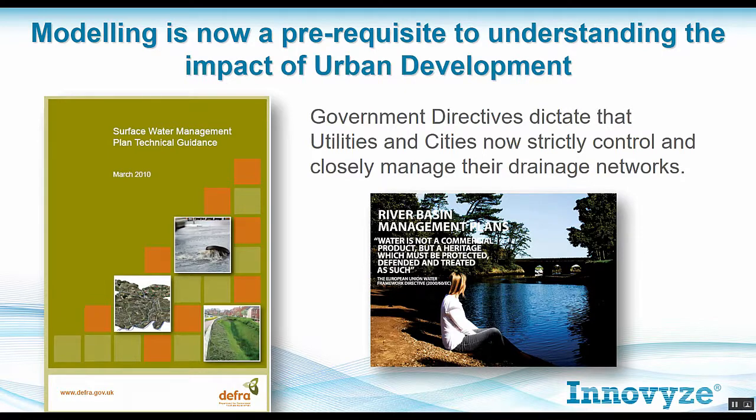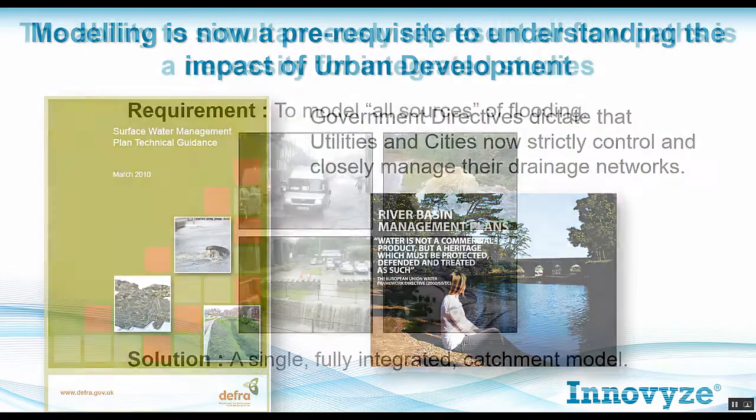As a couple of examples of the government directives that have been given to utility companies over the years, we have here on the screen a couple of pictures from the Surface Water Management Plan Technical Guidance issued by the UK government in March 2010, and also the River Basin Management Plans that have been issued by the European Union as part of the Framework Directives in 2000. These are classic documents. There are of course others from around the world, but this is very much indicative of governments beginning to take a much stronger stance with utility companies and with cities to understand how their assets work.